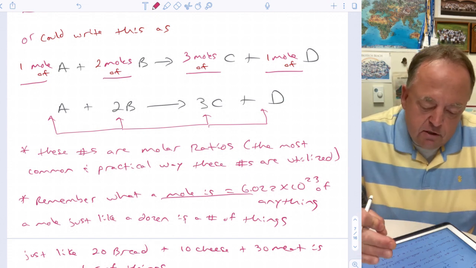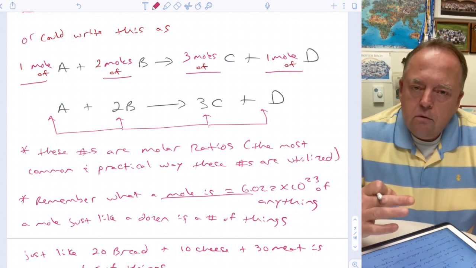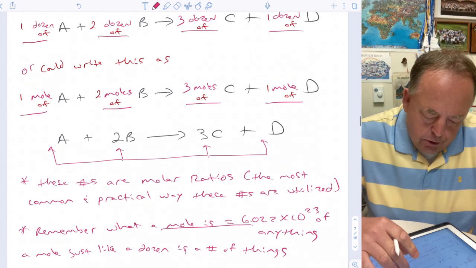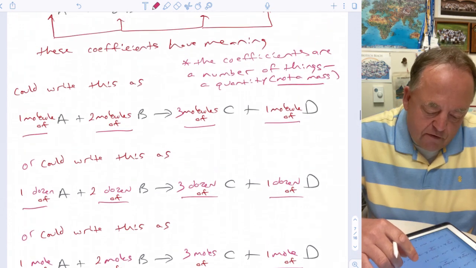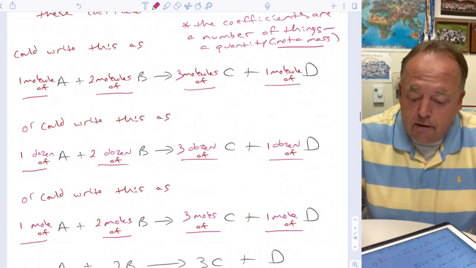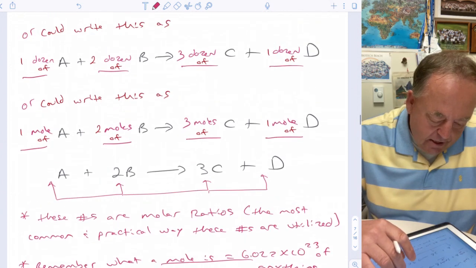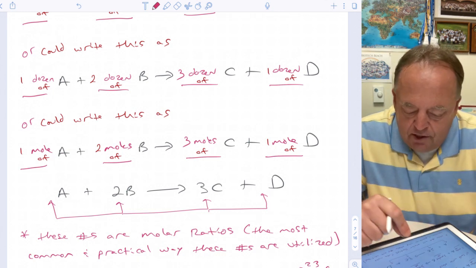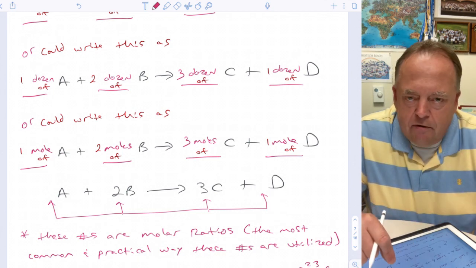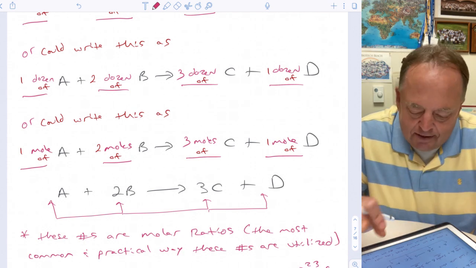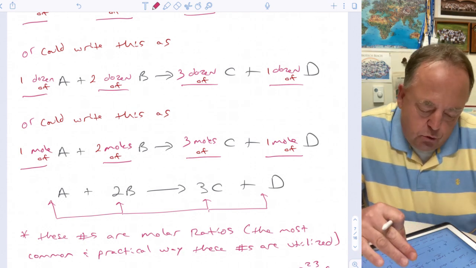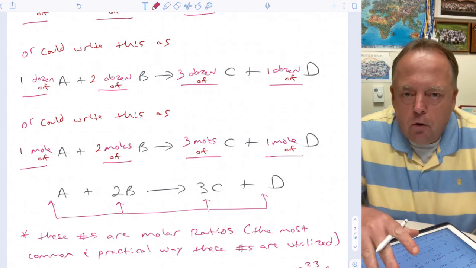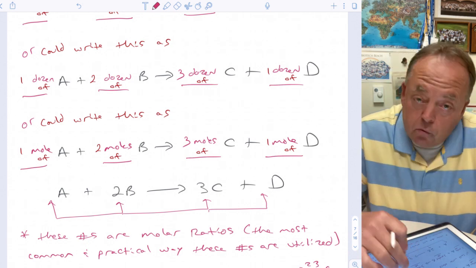So these coefficients in front of the chemicals are ratios, they're quantities. And whatever unit you want to put behind that quantity is fine, so long as it tells you a number of things, not a mass. You could not say 1 gram of A reacts with 2 grams of B to make 3 grams of C and 1 gram of D. That is totally wrong, right? It's not a mass. The only situation that would be true is if A, B, C, and D had exactly the same molar mass. Otherwise, it doesn't work.